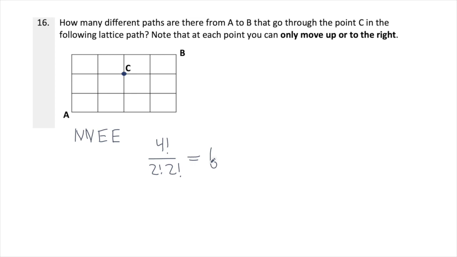Now let's figure out how many ways there are to go from point C to point B. To go from point C to point B, we have to go north once and east twice. Since there are 3 things, the total number of combinations is 3 factorial. We have to divide 3 factorial by 2 factorial since E is repeated twice. And this would give us 3. To find the total number of paths, we have to multiply the number of ways from A to C by the number of ways from C to B. So that would be 6 times 3, which is equal to 18. So the answer to this problem is 18.